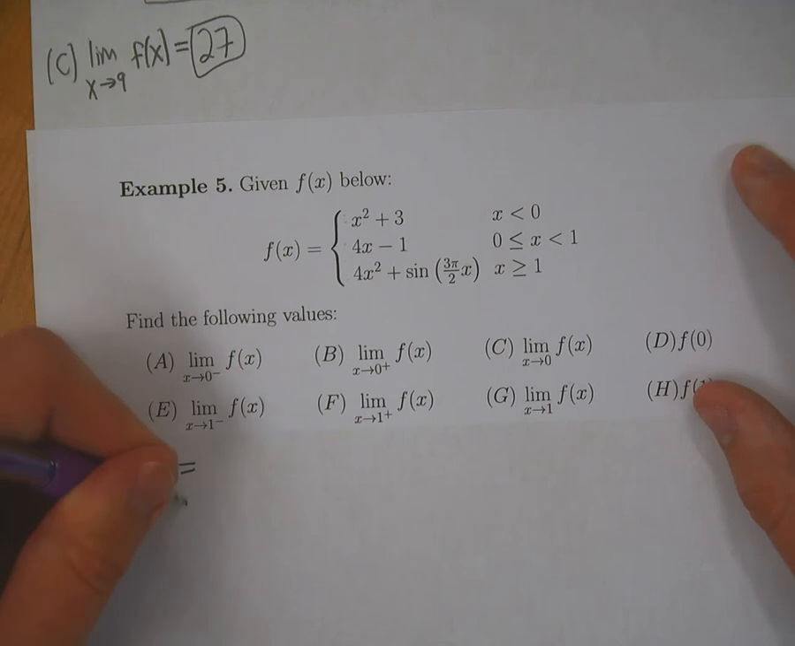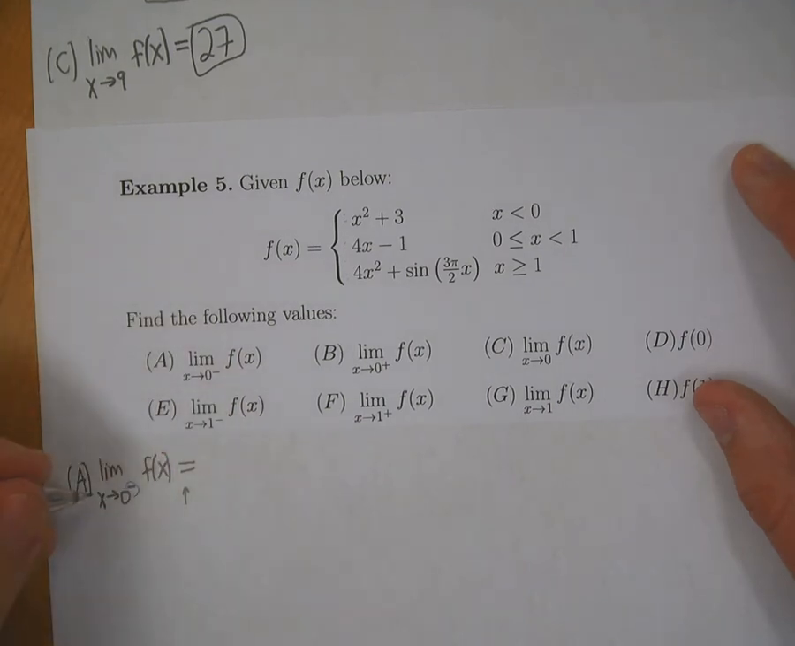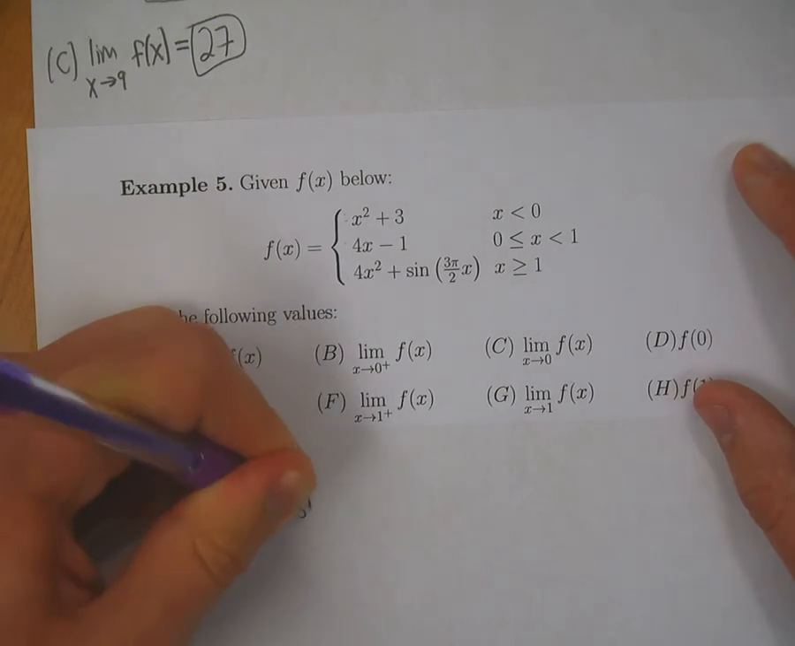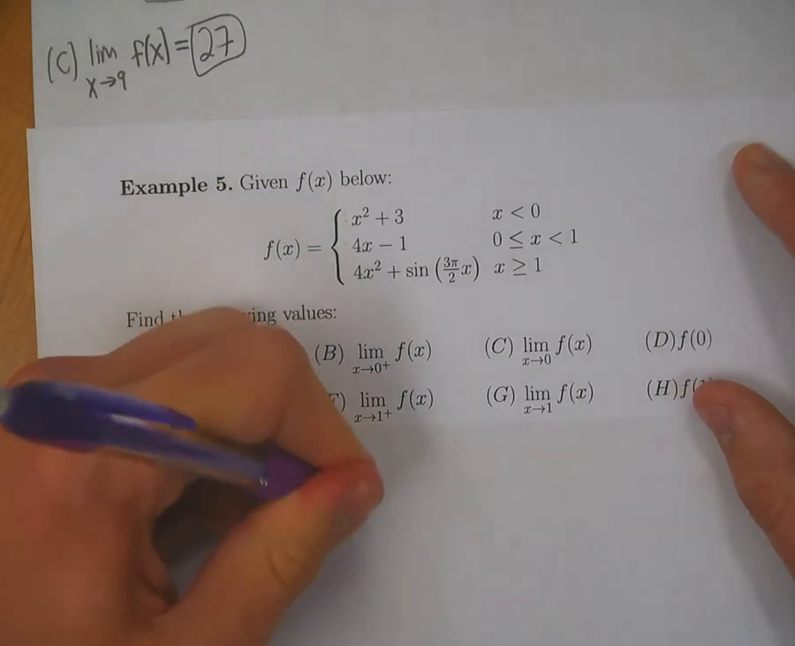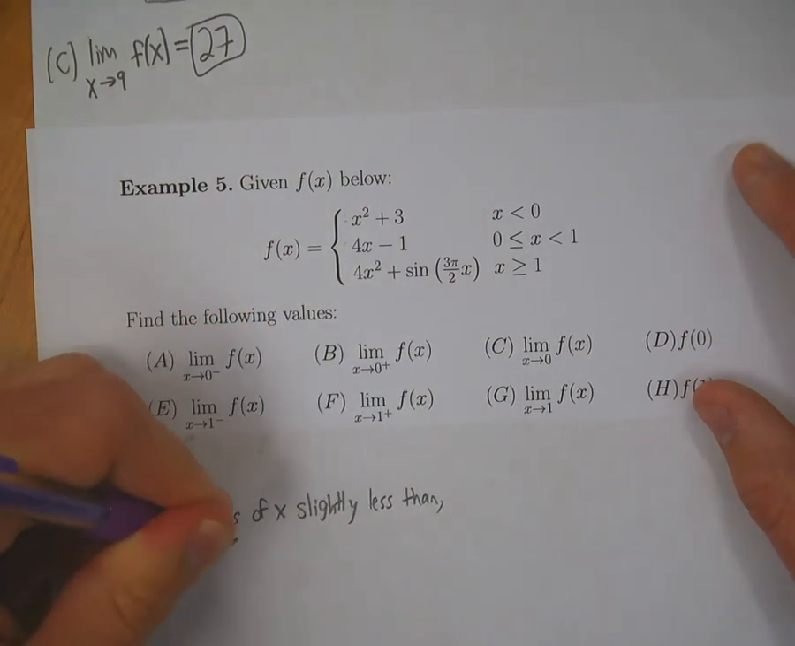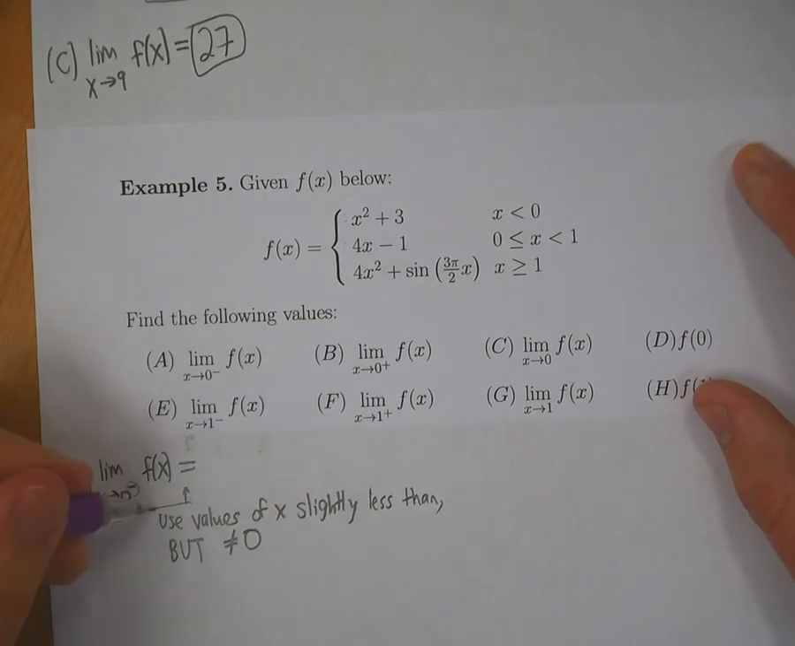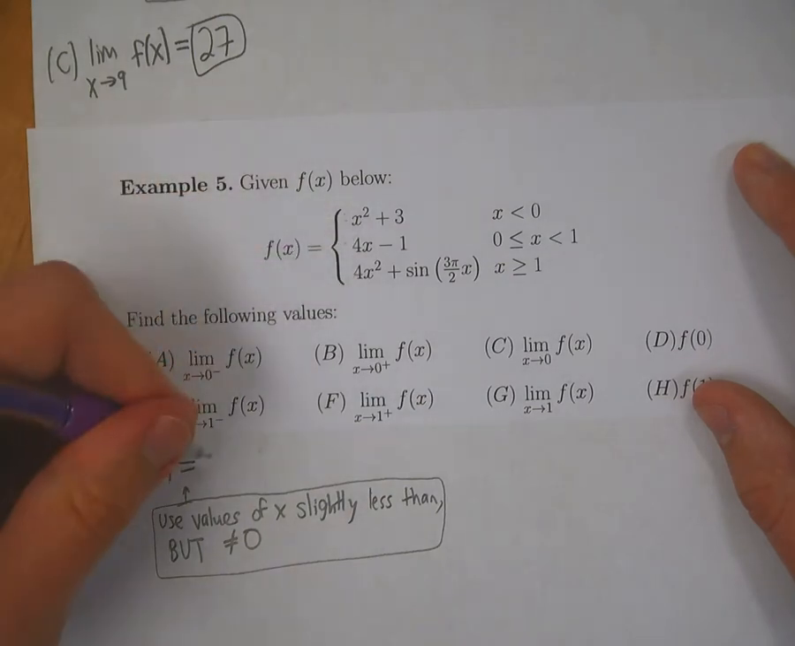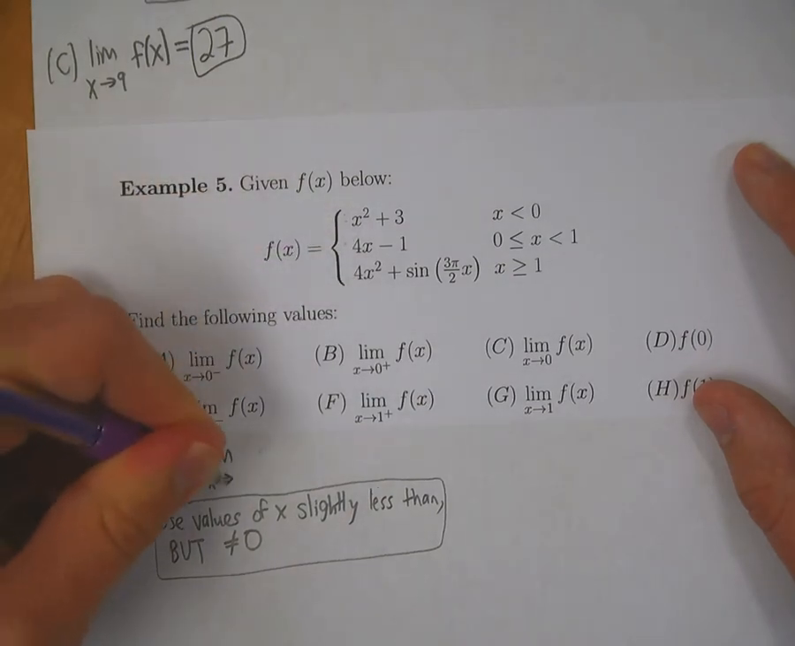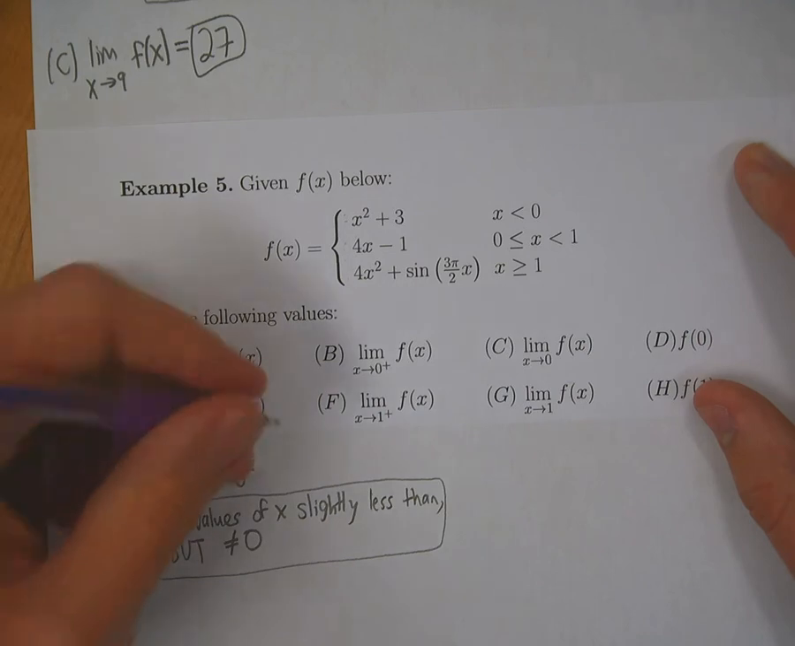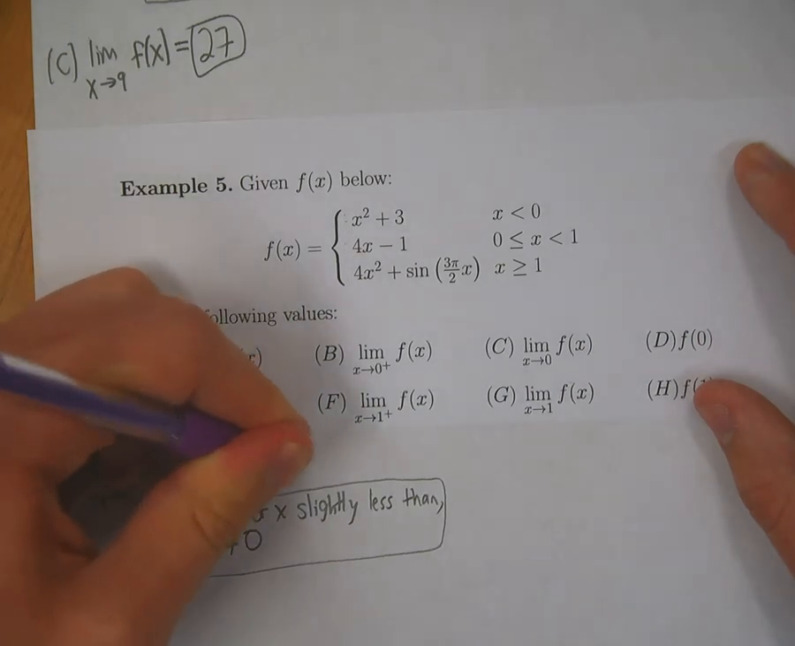Yeah, top one, right? Because like we said, the left side limit means we have to use values of x slightly less than, but not equal to, in this case, 0. So the only part of the function that lets us do that is the top one. So the limit as x approaches 0 from the left of f of x is the same thing as the limit as x approaches 0 from the left of x squared plus 3.